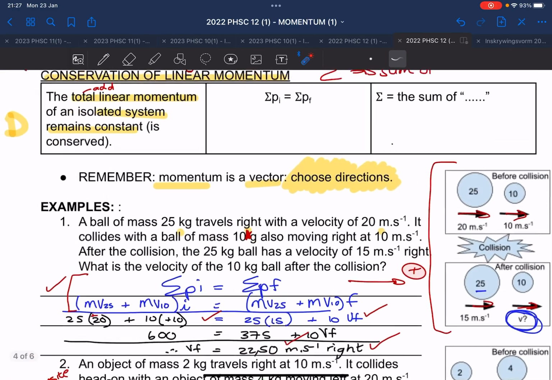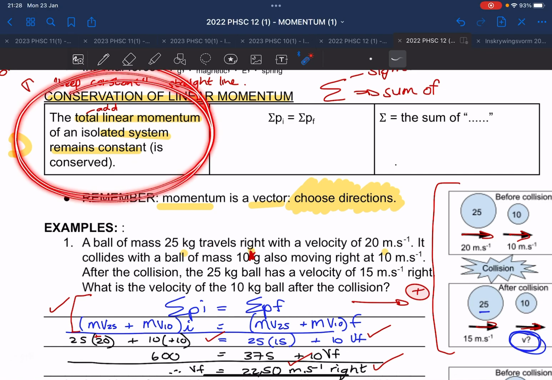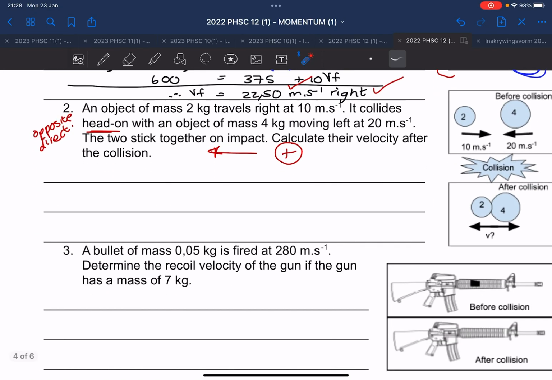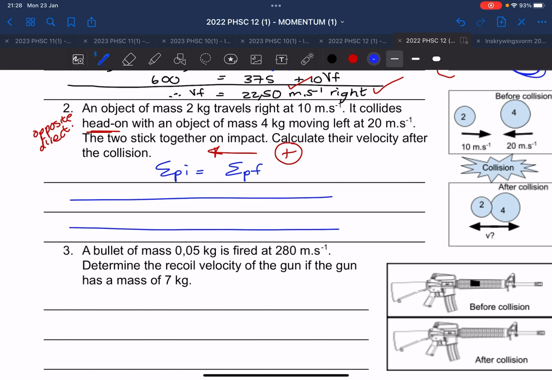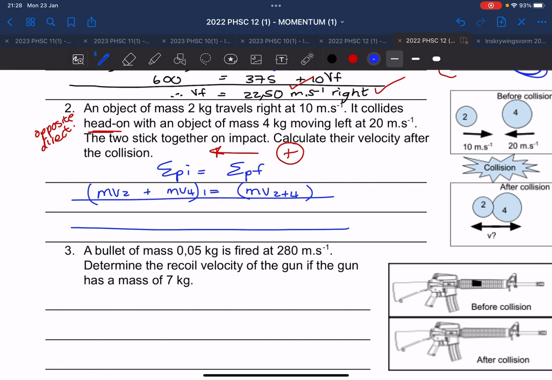Because there's a collision, I know I have to use the conservation of linear momentum. That is my clue: collision, conservation of linear momentum. So we have the momentum at the beginning is equal to the momentum at the end. At the beginning we have 2 objects, plus that is equal to, and afterwards they stick together, so it's the mass and the velocity of 2 plus 4. Sorry, that is initial, that is final. So the mass is 2 and the velocity is 10.